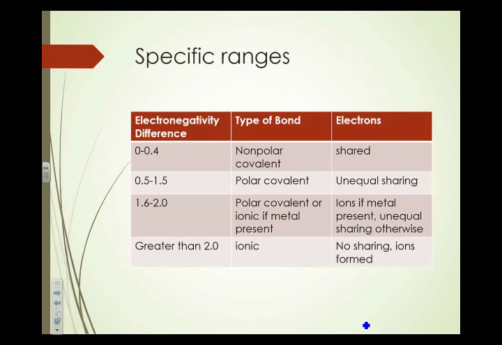There are some specific ranges that will help you decide whether a bond is polar or nonpolar or ionic. I'm providing these more as a reference tool than as something that I want you to memorize the specifics of. So if you run across a homework problem that says the electronegativity difference of these two atoms is 1.3, you could say, oh, I know I need to consult that table. And here's 1.3, it's polar covalent, there's unequal sharing of electrons.